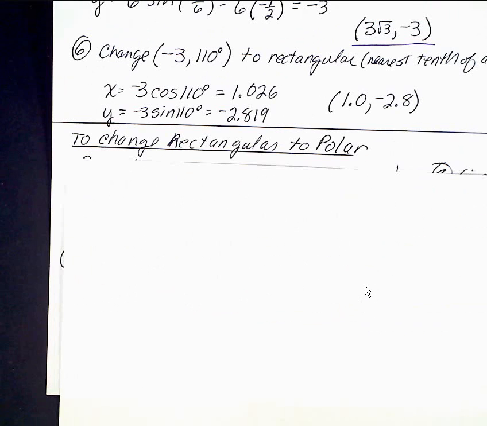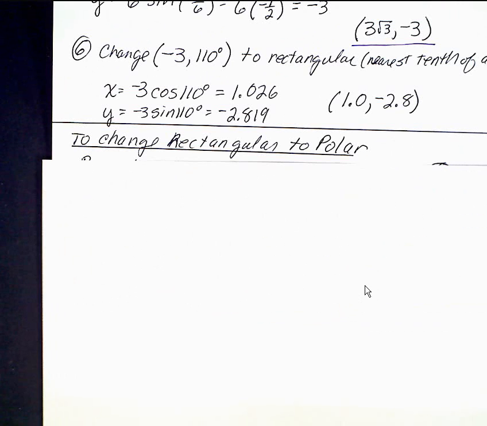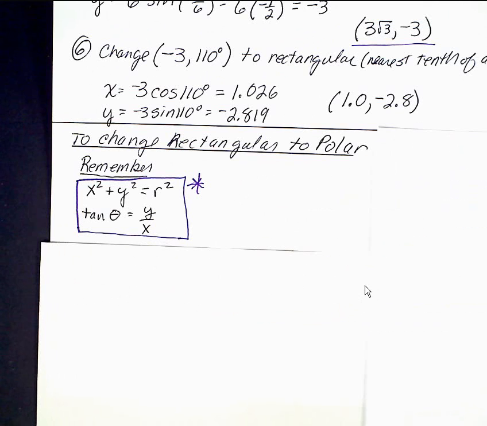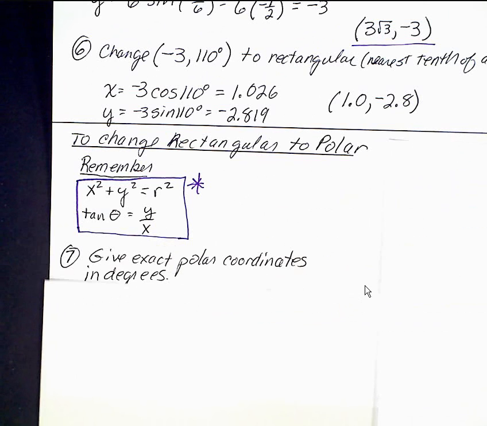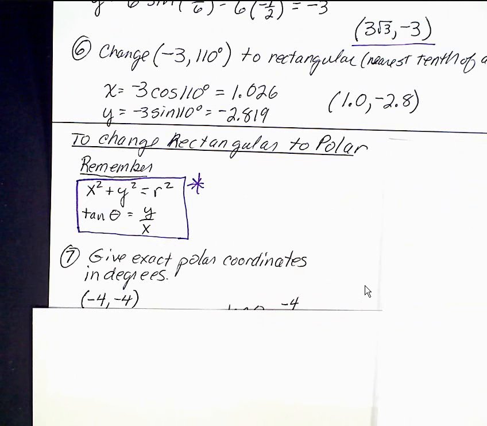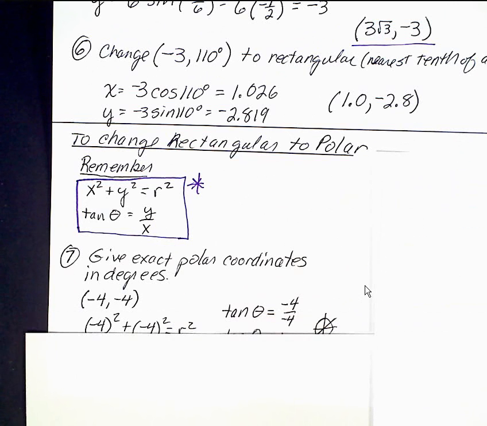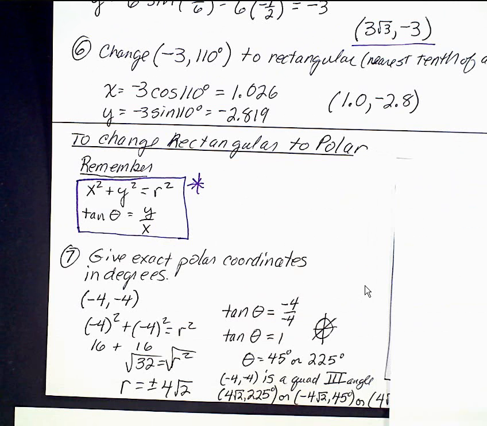Okay, now let's see what we would do to change it the other way around. If we wanted to change from rectangular to polar, we would need to remember a couple of other things. This time, we need to remember that x squared plus y squared is r squared when we're on a circle. And the tangent of theta is the ratio of y to x. So if they ask us to give the exact coordinate in degrees for the point (-4, -4), first of all, you need to use x squared plus y squared is r squared, and the fact that the tangent of theta equals -4 over -4, or y over x.